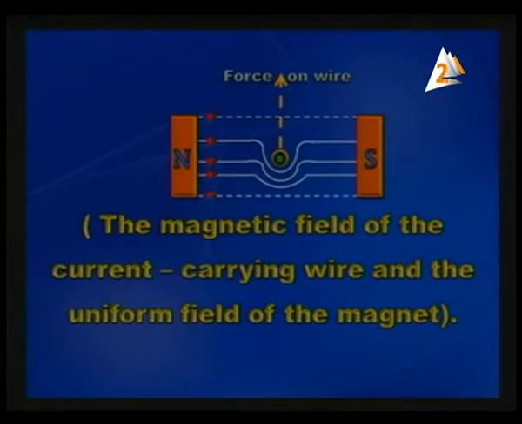The magnetic field of the current carrying wire and the uniform field of the magnet. Two fields: field due to the current and field due to the magnet.